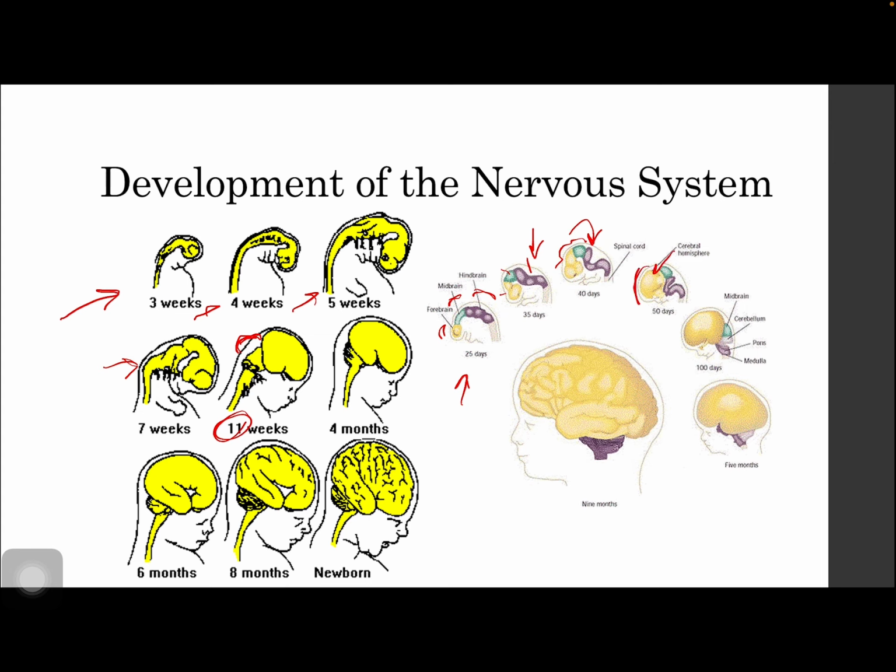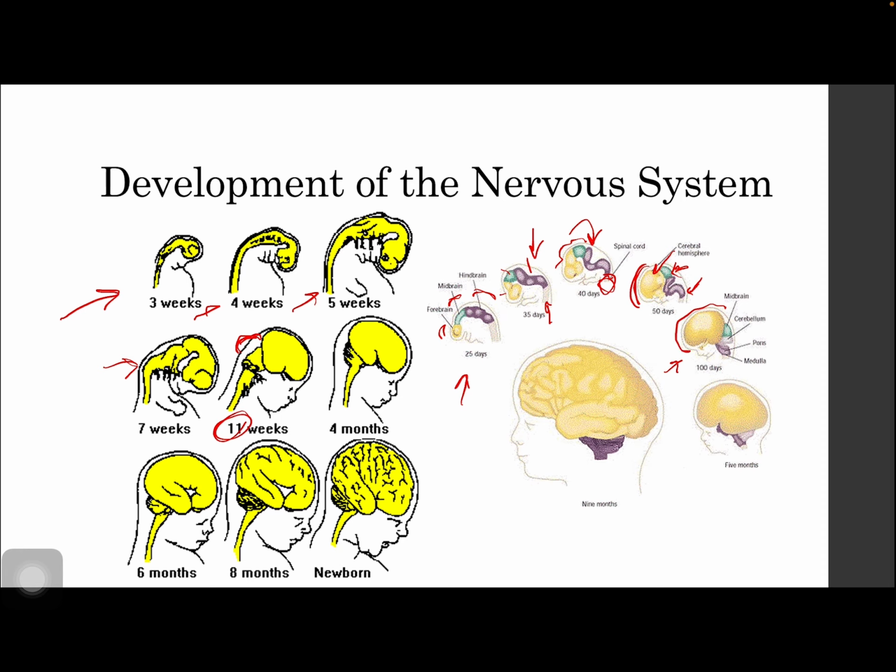By 50 days, you're starting to see this structure looking more like a forebrain. But again, the midbrain is still exposed, not where it needs to be. Here you can actually see the spinal cord, which is nice. You can see that part of the brain starting to be where it needs to be.